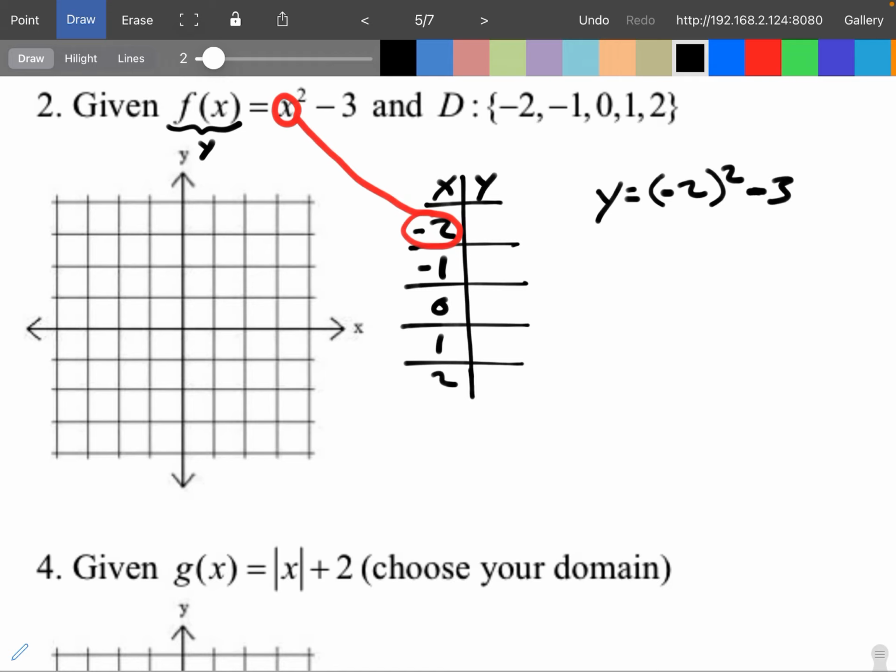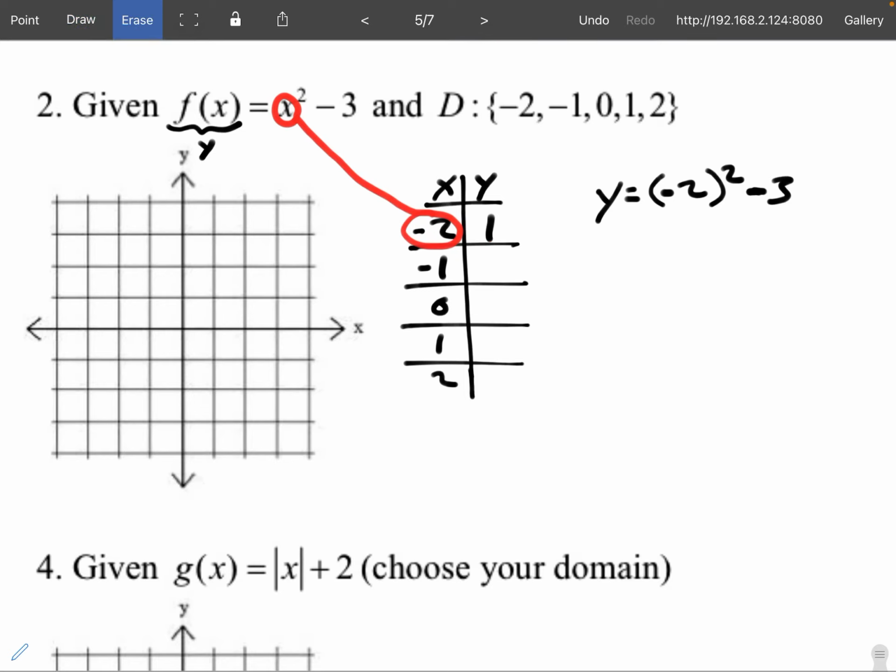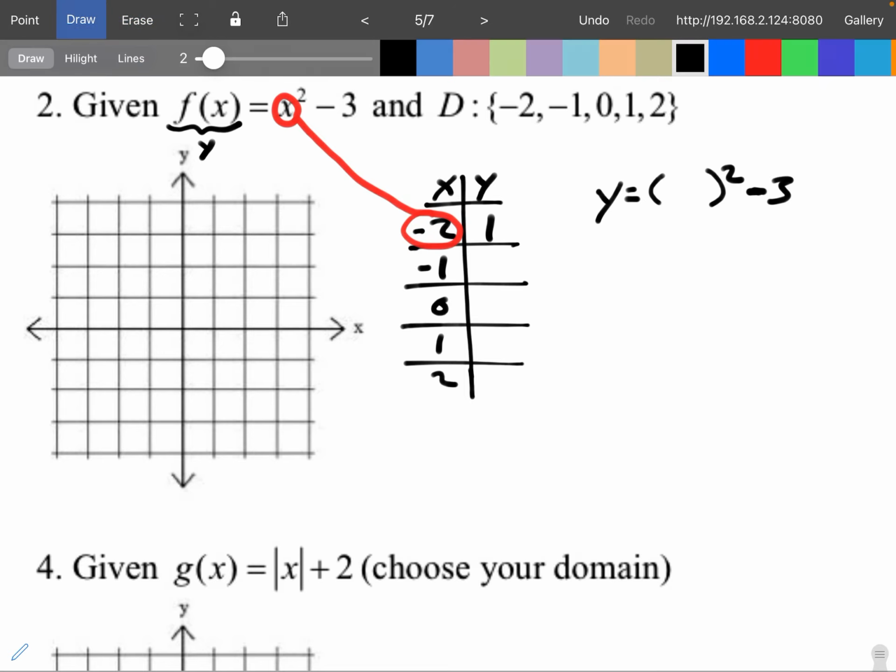Again, on those TI calculators that you guys are using, if you want to type that in the calculator, make sure you put the negative numbers in parentheses or it'll mess it up. Okay? So we put -2 in there, -2 squared. What's that? -2 times itself. That's 4. 4 minus 3. That's 1.